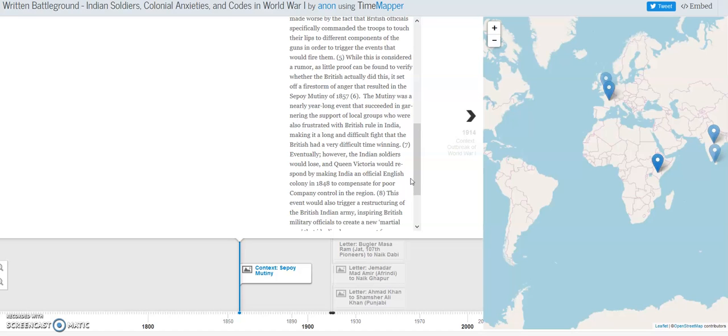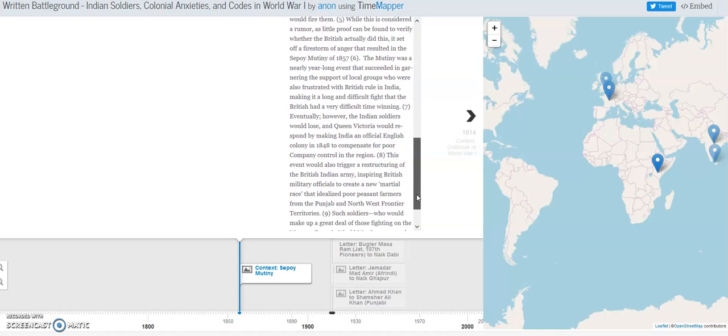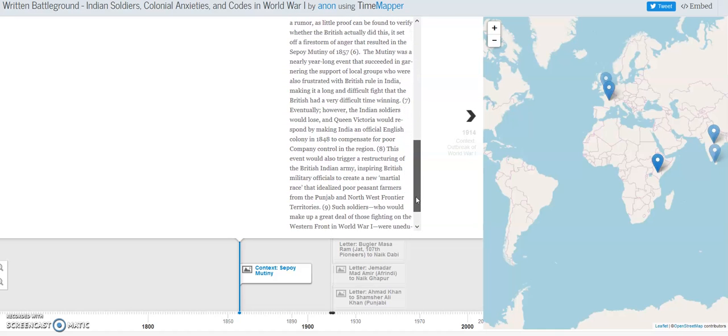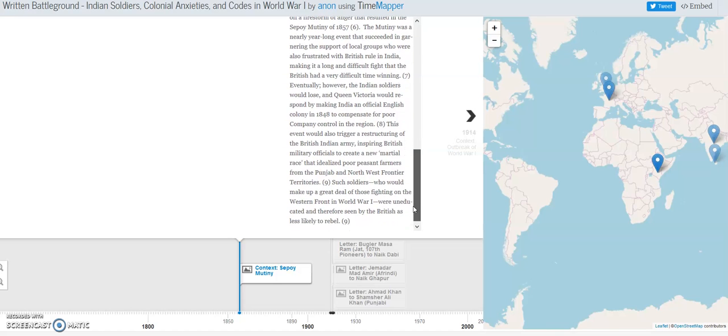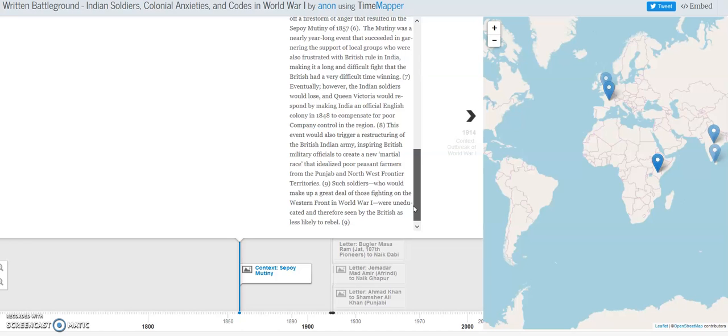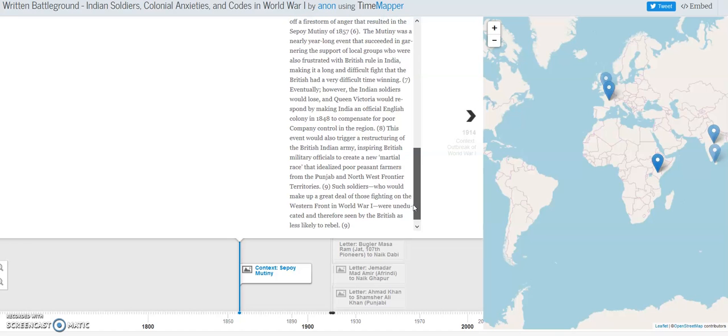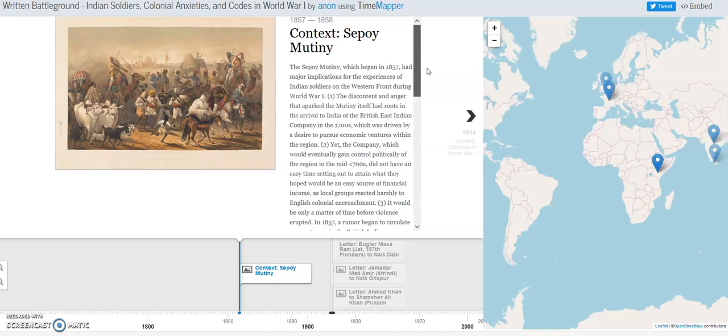This event would also trigger a restructuring of the British Indian Army, inspiring British military officials to create a new martial race that idealized poor peasant farmers from the Punjab and Northwest frontier territories. Such soldiers, who would make up a great deal of those fighting on the Western Front in World War I, were uneducated and therefore seen by the British as less likely to rebel.